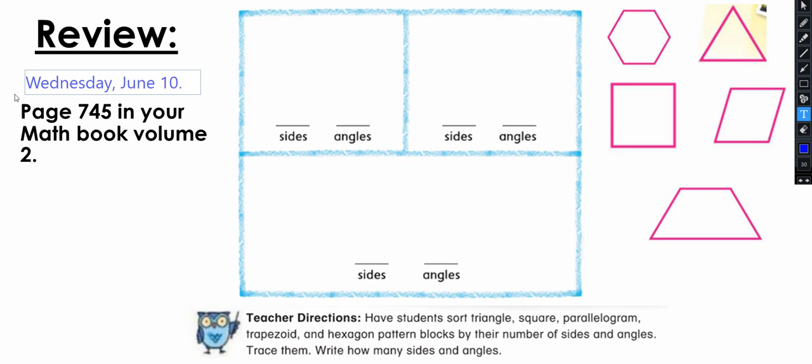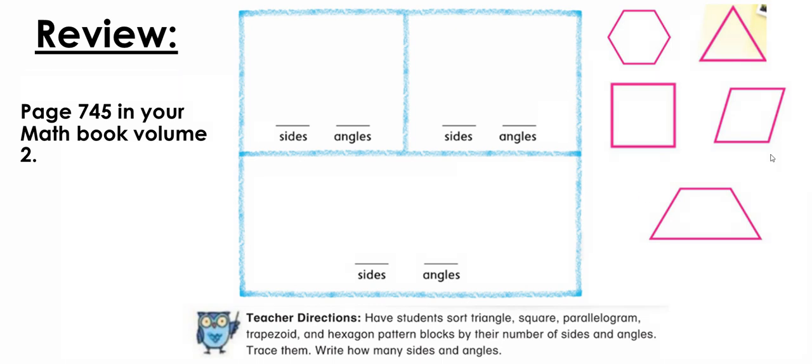Okay, now what we have to do is sort. We have to sort out these shapes. We have 5 shapes right here. We need to sort them according to their number of sides and angles. Okay, so I will do the first one with you. Then you're going to pause the video, try to do it on your own, and then we'll check the answers.